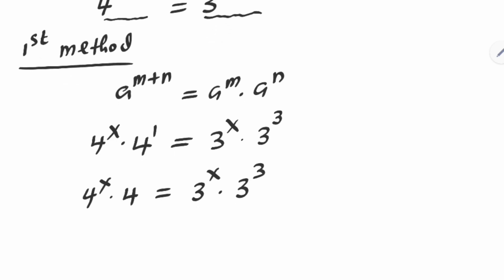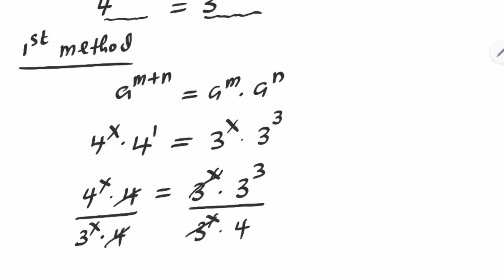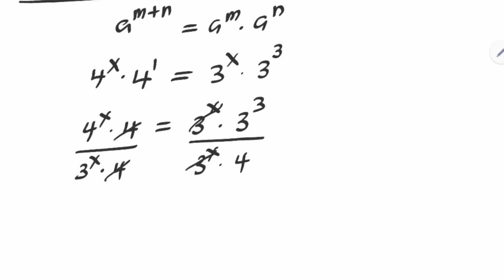Now let us find a way of eliminating this 4 and this 3 raised to x. So let's divide both sides by 3 raised to power x multiplied by 4. Then this cancels this, and this 4 cancels this 4. We have 4 raised to power x over 3 raised to power x is equal to 3 raised to power 3 over 4.